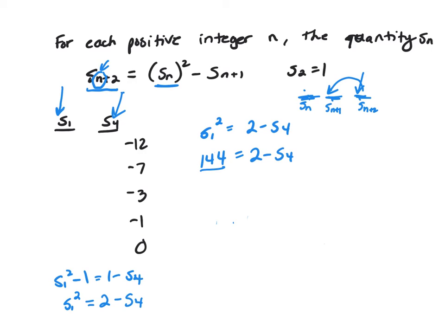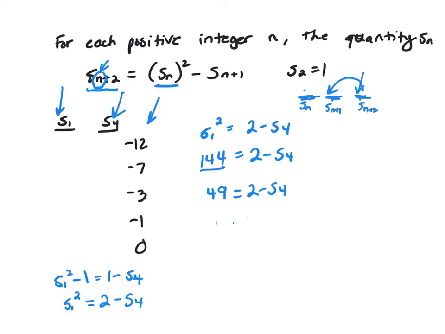Let's try negative 7. That's going to be too big too. Because if you square a negative 7, you get 49 equals 2 minus S sub 4, and that gives me a negative 47, and that's not in my list either. Let's try negative 3.